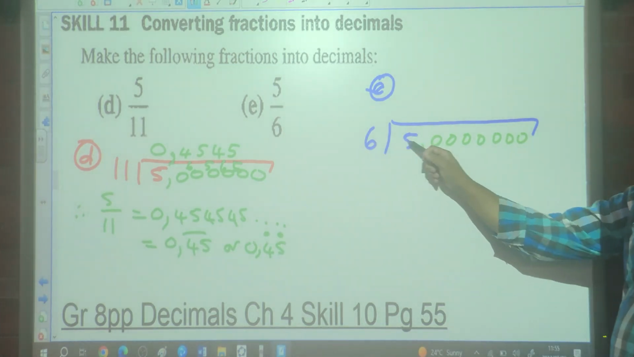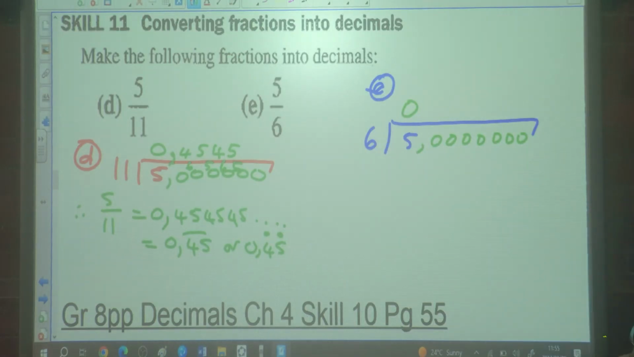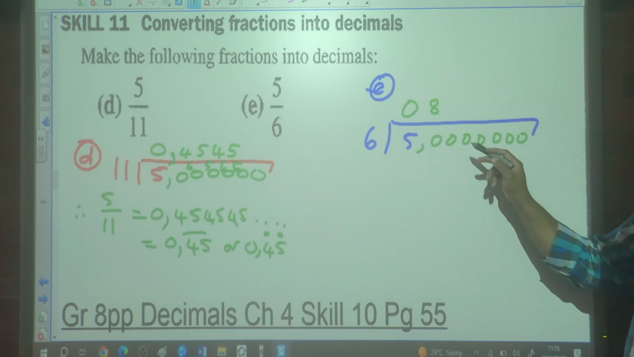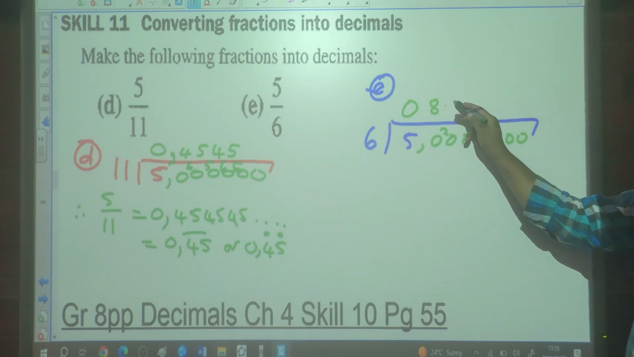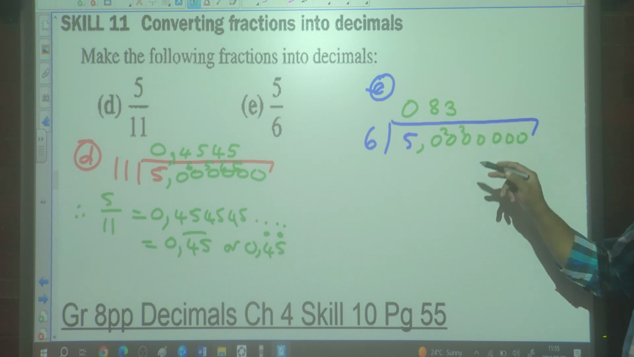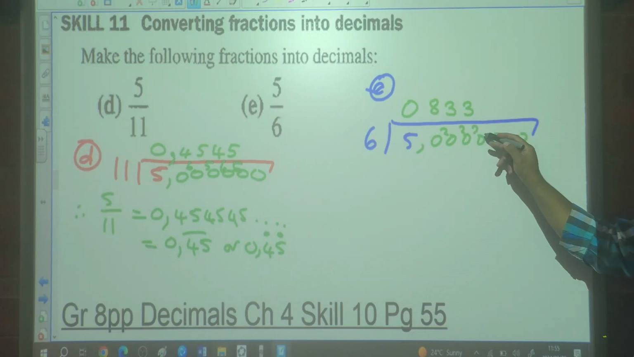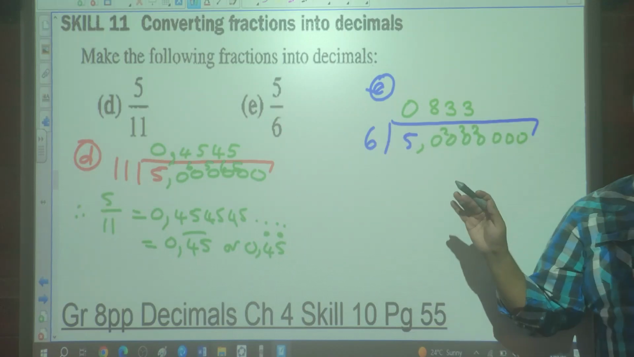6 goes into 50 how many times? 8 times. It's 48. It's 8. Remainder? 2. 6 goes into 20 how many times? 3. So it's 18. The remainder? 2. 6 goes into 20 how many times? 3. Remainder? 2. 6 goes into 20 how many times? 3. So what do you notice?